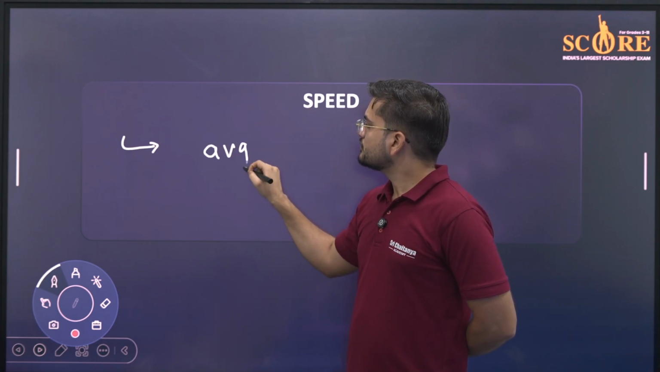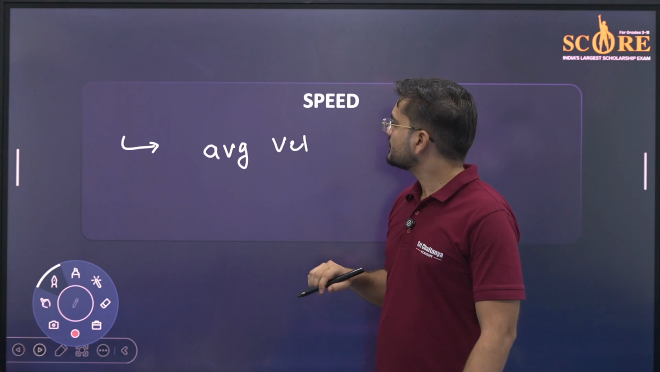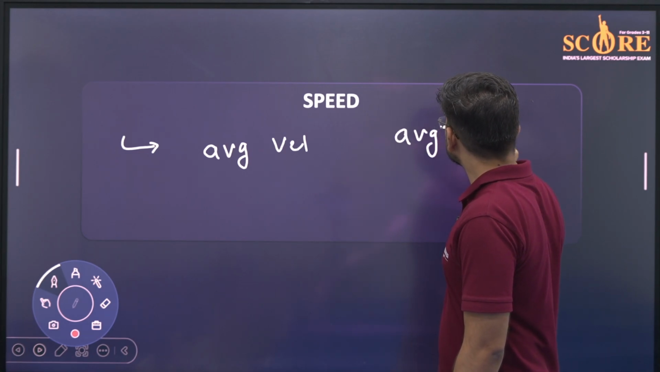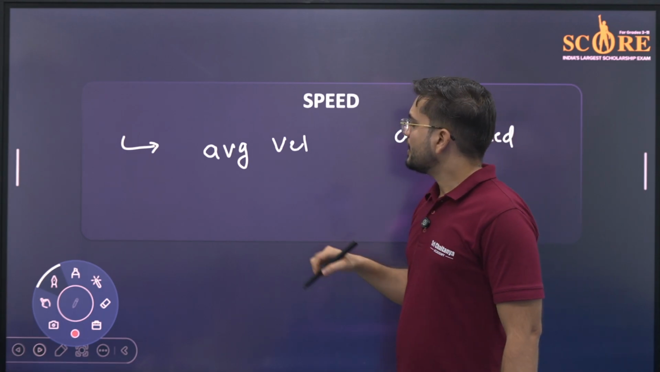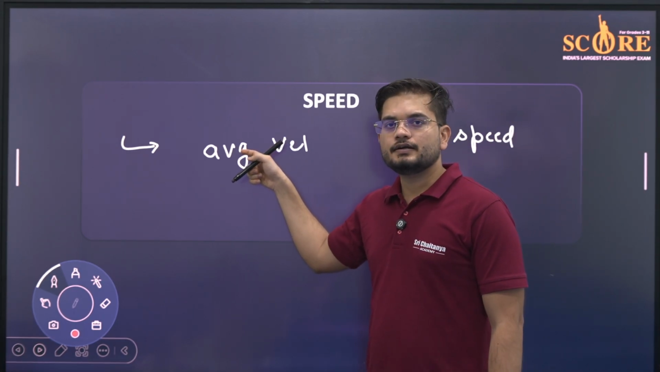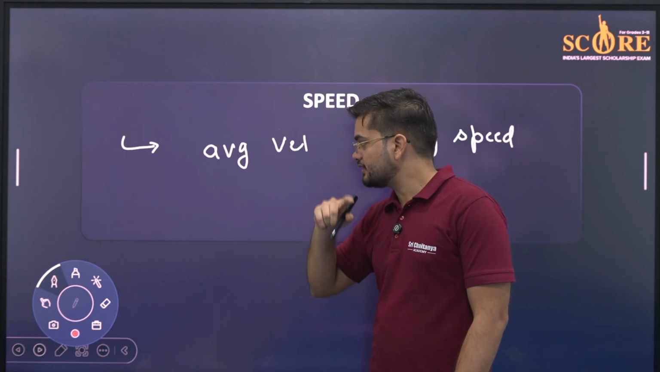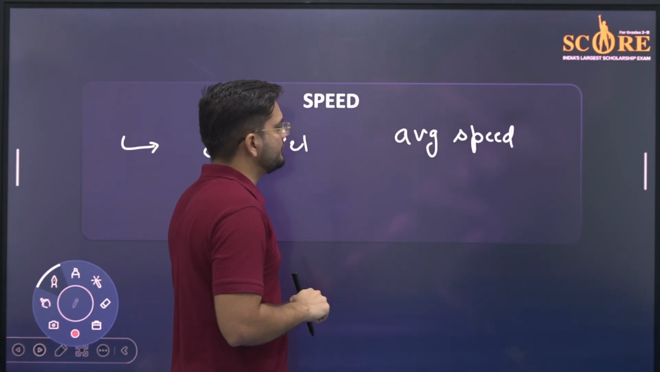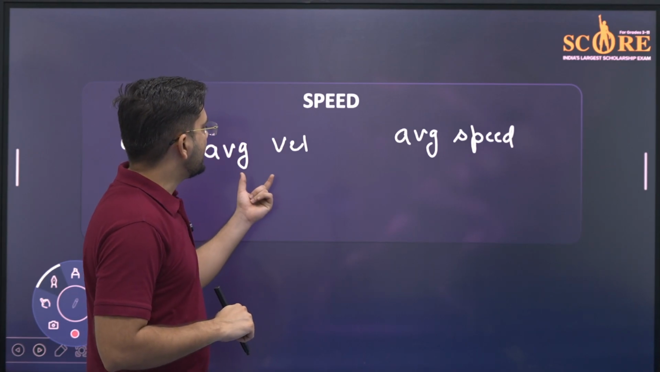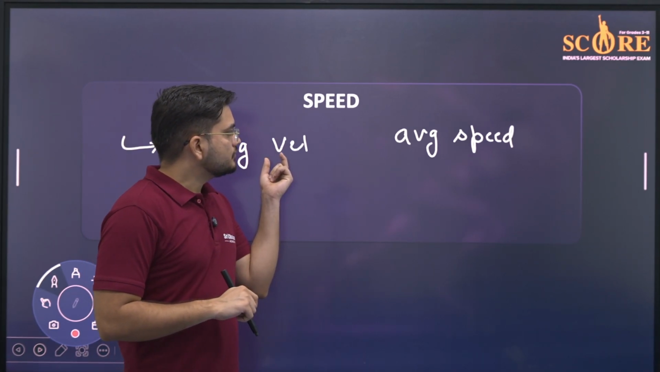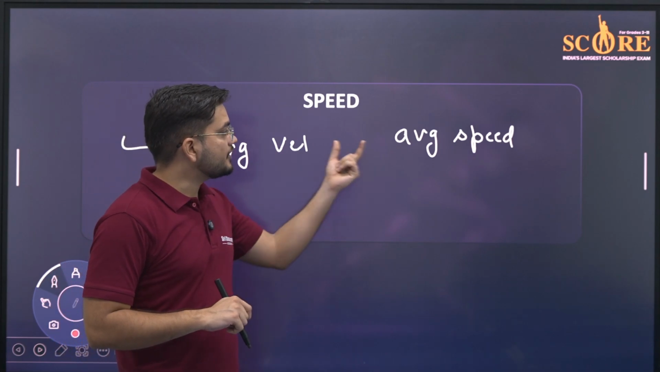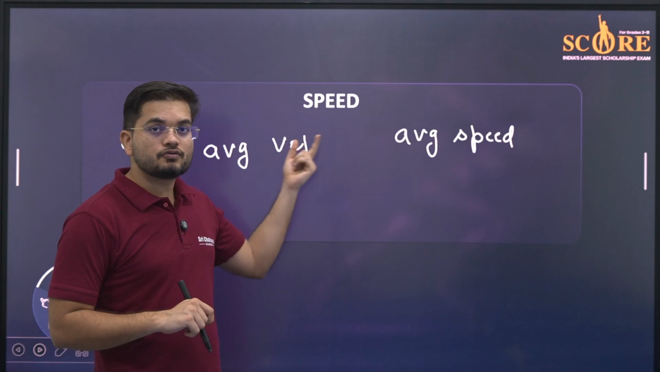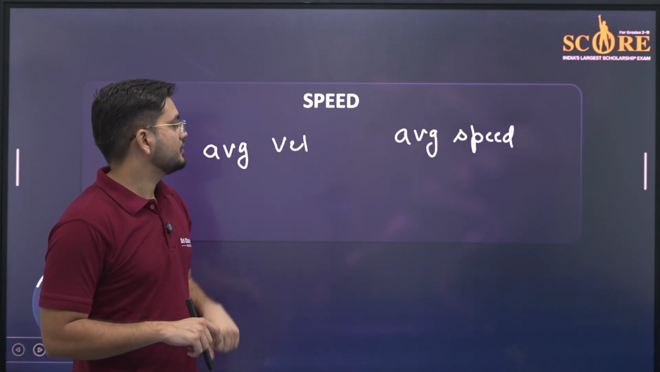Average velocity and average speed. Average velocity is displacement vector divided by time interval, and average speed is distance traveled divided by time interval. Distance traveled is always greater than or equal to the magnitude of the displacement vector.